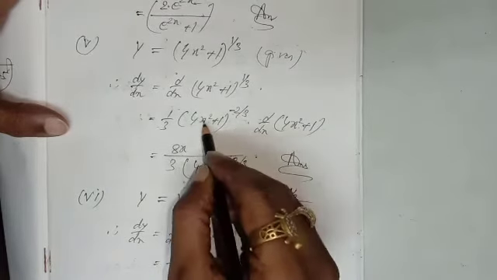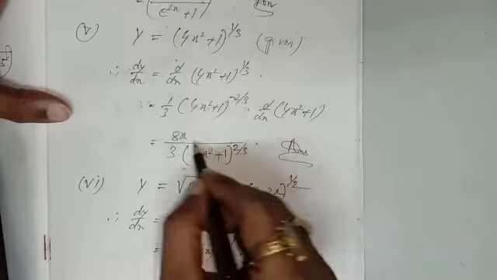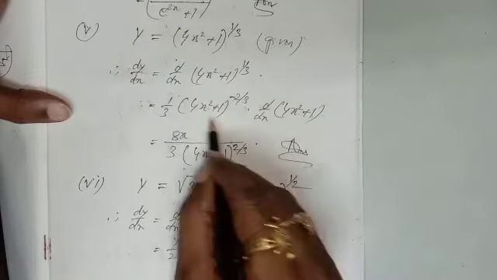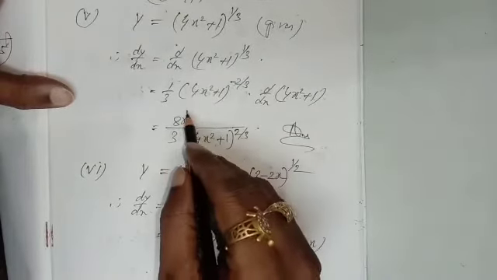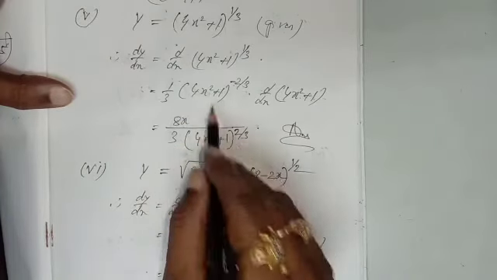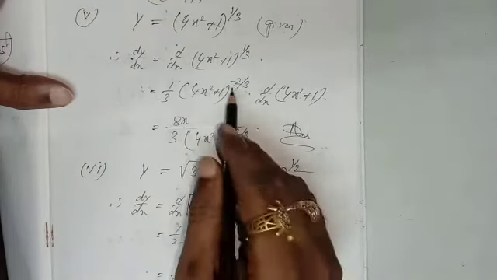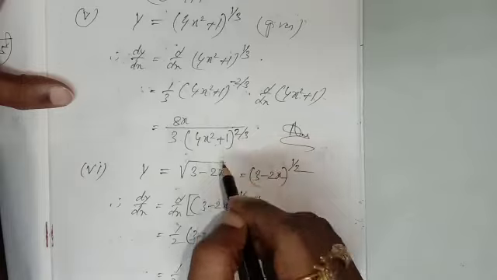So what is the derivative of 4x square? 8x, and derivative of 1 is 0. By chain rule, you have to write the answer: 8x by 3, into 4x square plus 1 whole to the power minus 2 by 3.